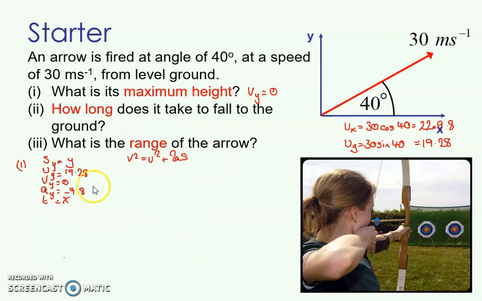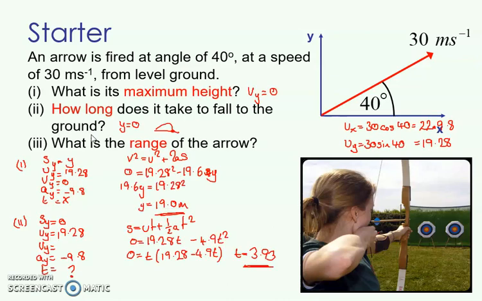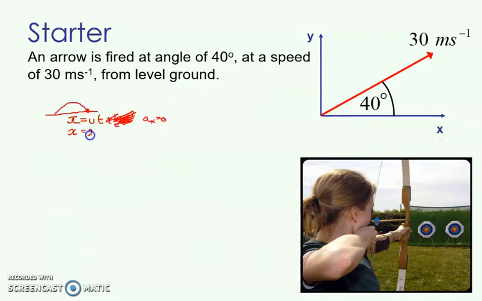And then my final question, what's it say? What's the range of the arrow? Well, the range of the arrow occurs when it hits the deck again. Now that happens when x. And we've already seen other examples when the ut plus half at squared, and because the acceleration in the x direction is 0, all this stuff disappears. So it just becomes x equals u times t. What was u? 22.98 times by that time we just got, which was 3.93ish. Not an exact answer. Probably should have left an extra decimal place on there.